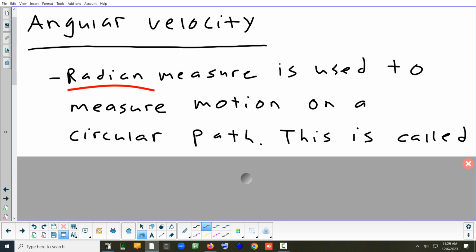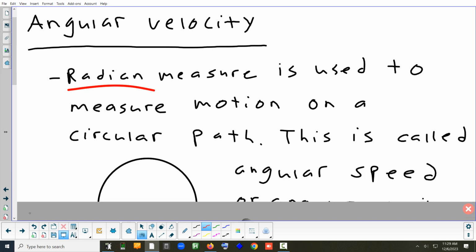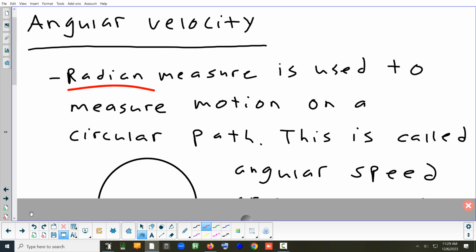It's not as common to use radians in real life, it's more revolutions. But we use radians. And that's called angular velocity. You measure the speed of something spinning, or you can also call it angular speed. Same idea.